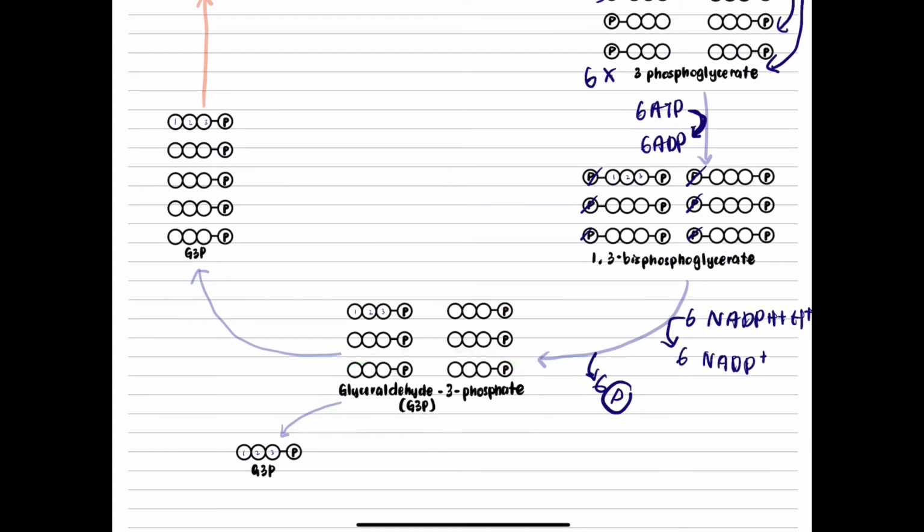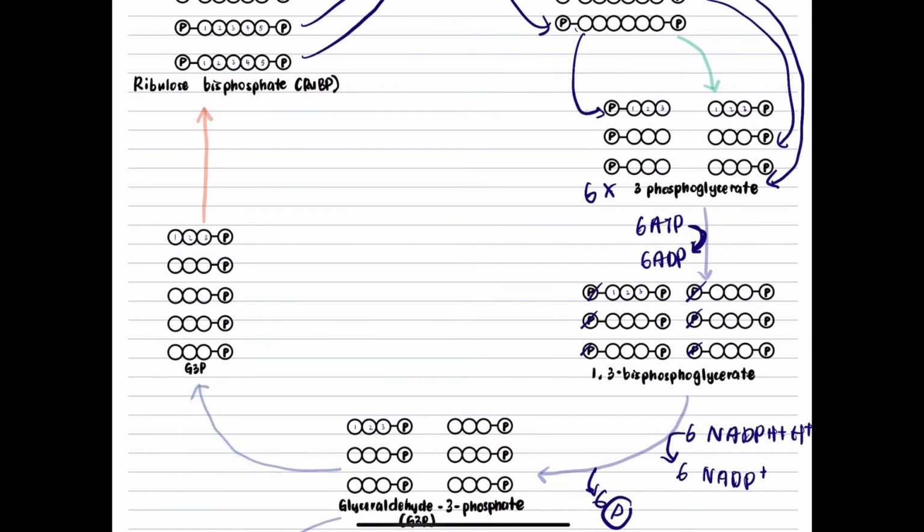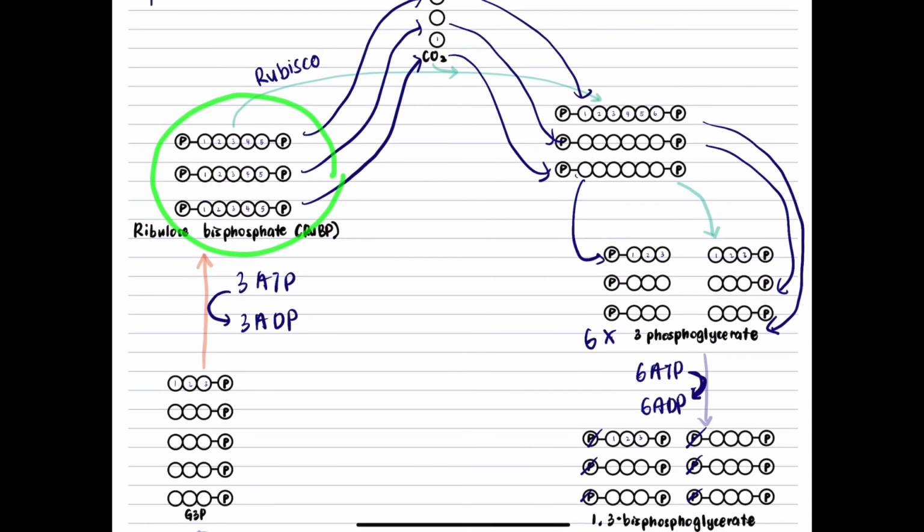From the 6 G3P, only 1 will be used by plant to later produce glucose. The other 5 will enter the next phase, which is regeneration of RuBP, where the 5 molecules of G3P are rearranged to form 3 molecules of RuBP. In this step, 3 ATP will be hydrolyzed to 3 ADP. Now, we will have 3 molecules of RuBP ready to enter the cycle again.